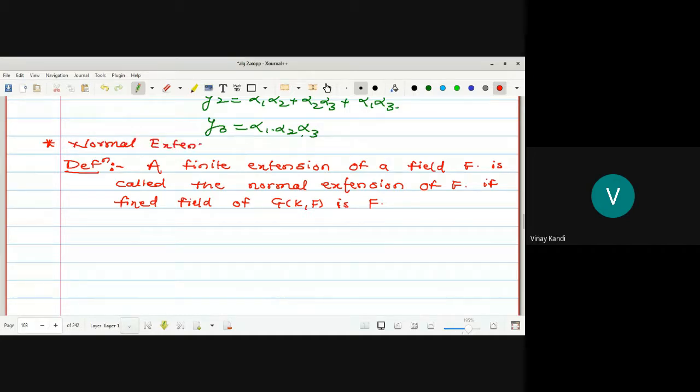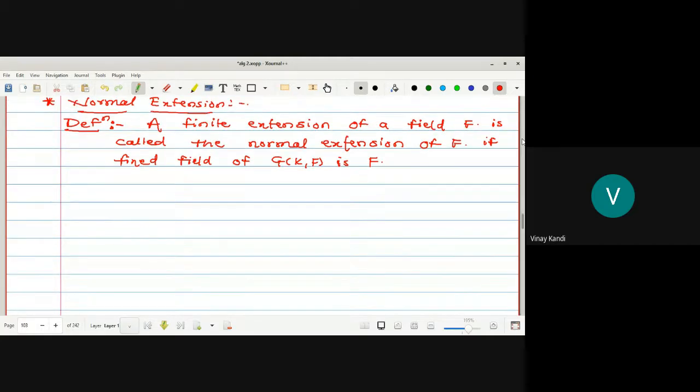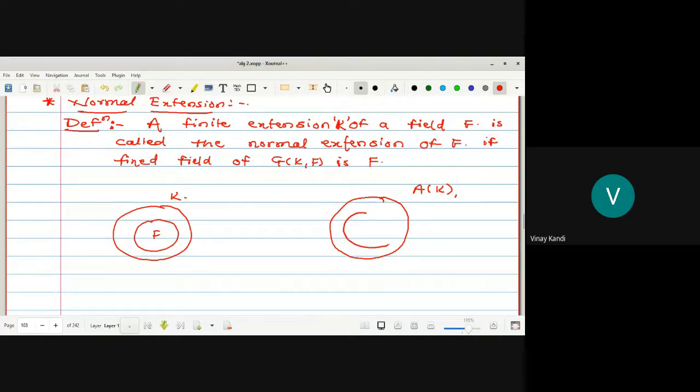Okay, what is normal extension? A finite extension of a field F is called the normal extension of F if the fixed field of G(K,F) is F. This is the field F, this is the field K, the finite extension K of the field F. This is the set of all automorphisms of K, and the collection of those automorphisms of K which leaves every element of F fixed, this is G(K,F).